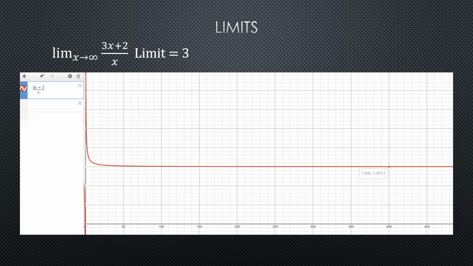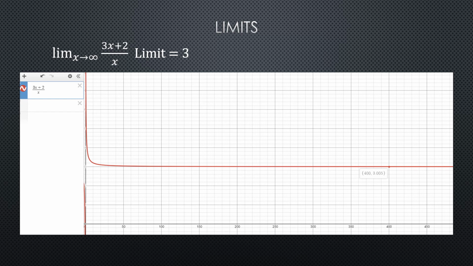And if we graph that function, 3x plus 2 divided by x, I changed the x scale here and set it to like 500. You can see initially, anything less than 25, that curve is coming down where x is close to 0, and approaching maybe 25, 50, you can see that the curve is coming down and it appears to be settling on 3.